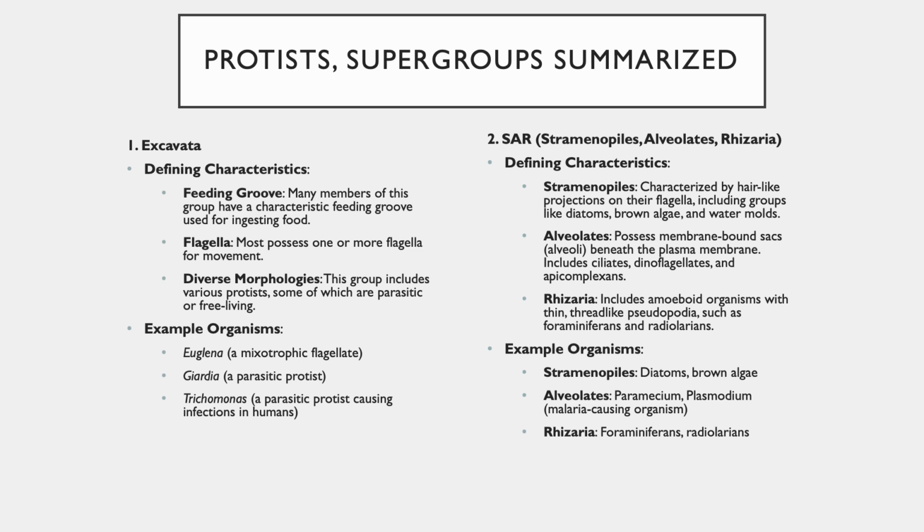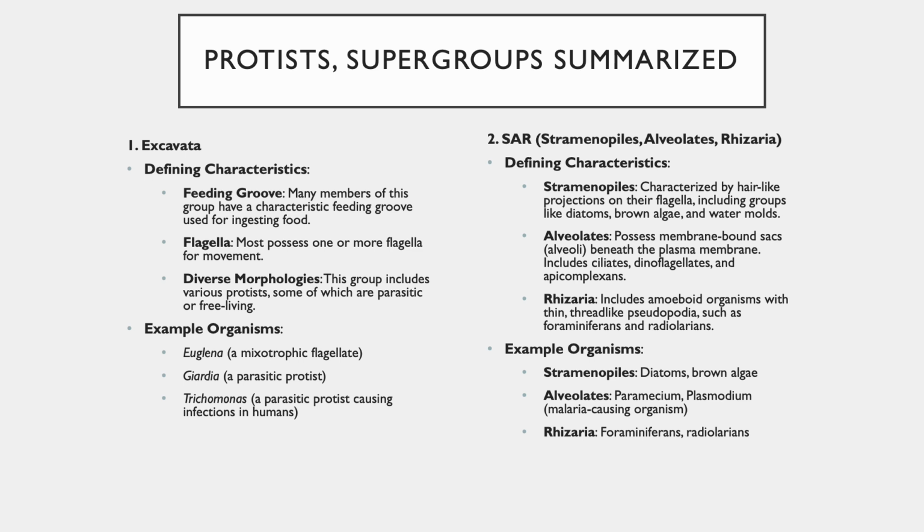These are the ones I joked are aliens, because they truly are just so unique and such a broad, vast, diverse group of organisms. So we instead truncate them into four supergroups: the Excavata and the SAR, and Archaeplastida and Unikonta. We're going to go through some of the characteristics and examples here of Excavata and SAR.